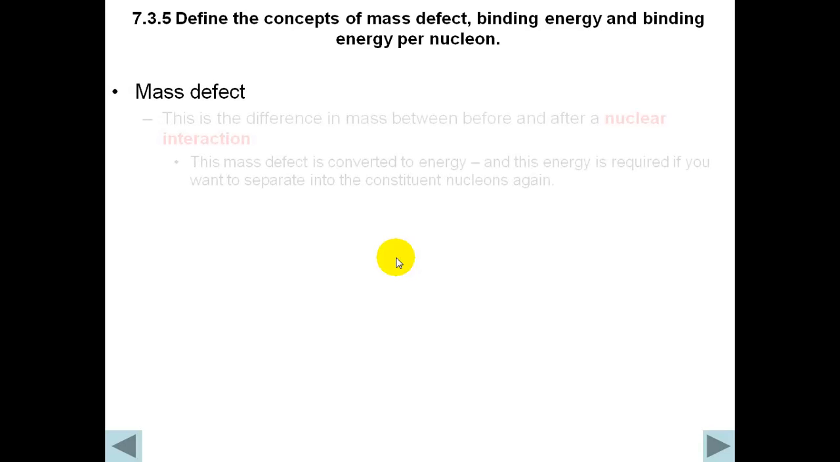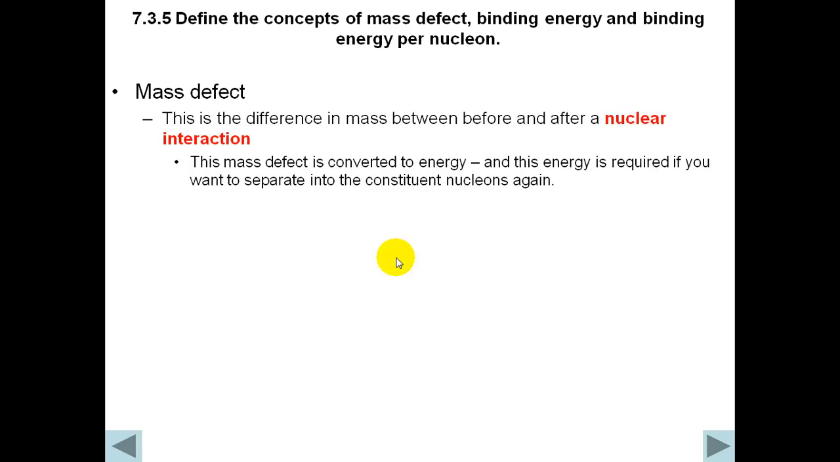The mass defect. This is the difference in the mass between before and after any nuclear reaction. So this mass defect is basically converted to energy, and this energy is also needed if you want to separate the nucleons again. So when the particles come together, they release energy. To pull them apart, you need to put energy in them to separate them. So it's any nuclear interaction.